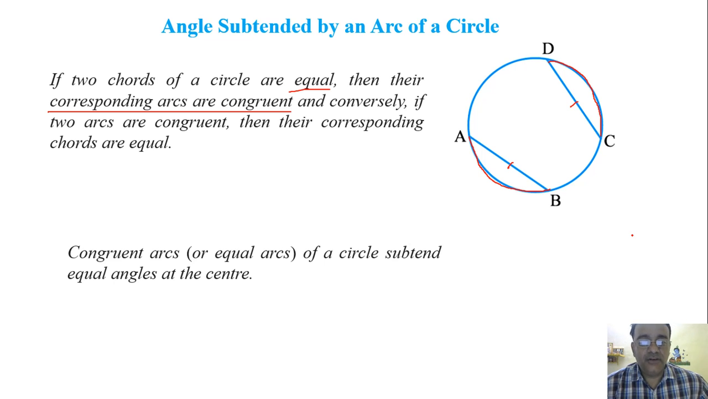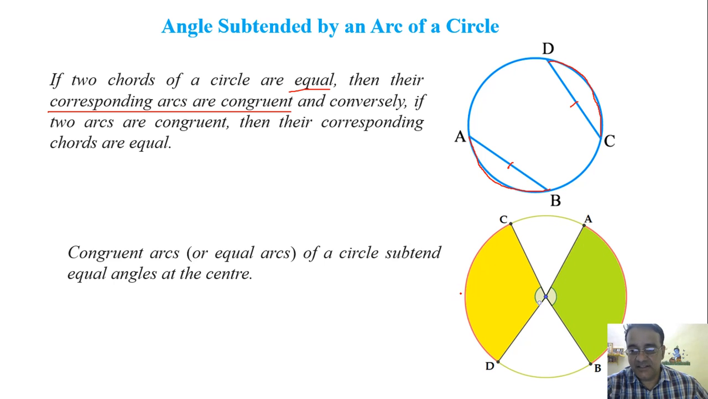Next one, congruent arcs or equal arcs of a circle subtend equal angle at the center. So see, these two arcs are congruent, so they subtend equal angle at the center also, right? ये हम लोग आराम से प्रूफ कर सकते हैं. कैसे? According to this statement, corresponding chords are equal. If chords are equal, chords subtend equal angle at the center. We have seen at the starting, I think 10.1 theorem, right?